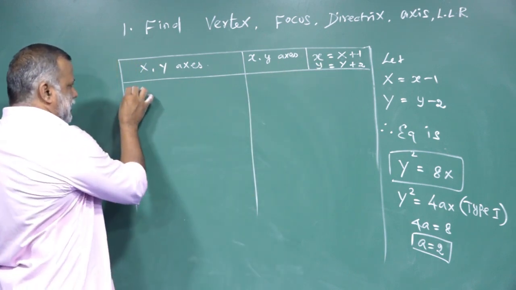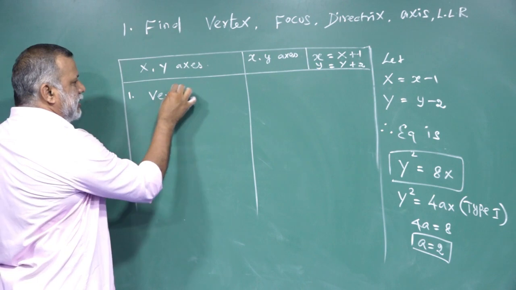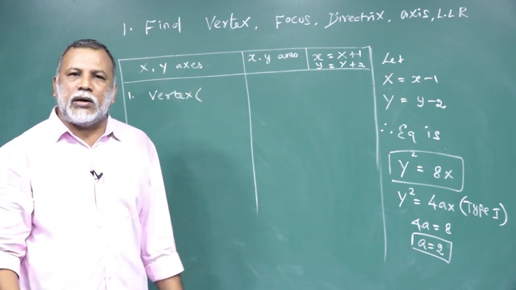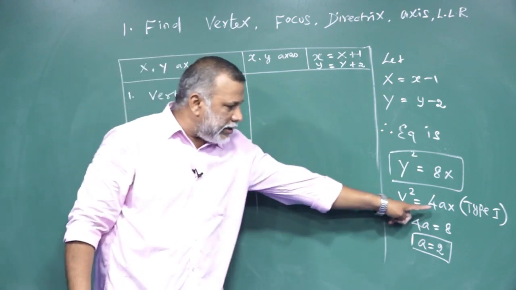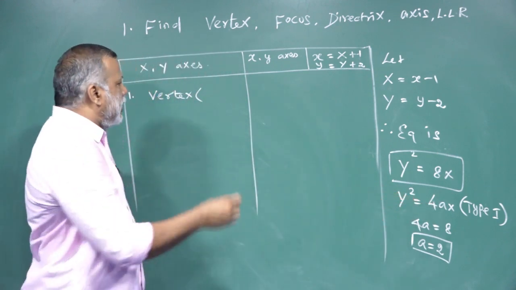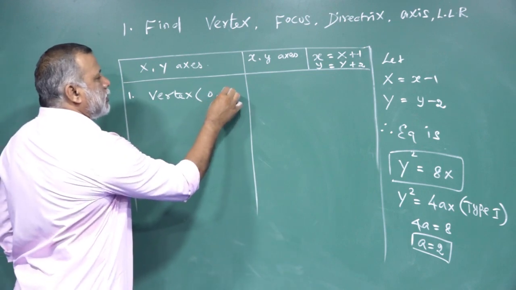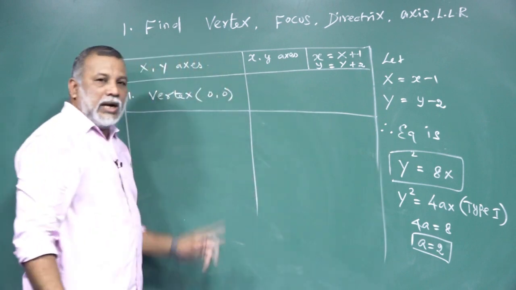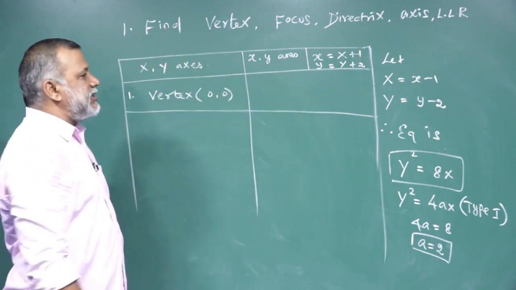What is the first result we need? Vertex. In general, vertex for all the types. I am already working out type number 1. Type number 1, vertex is 0, 0. Now we have to convert this vertex.